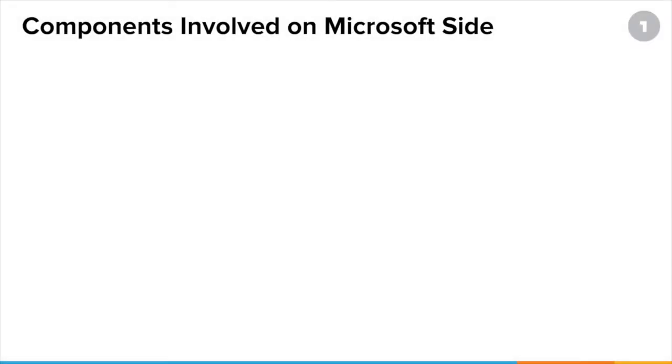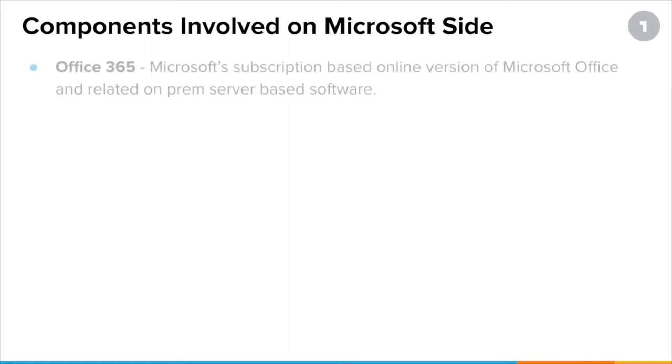First, we need to define all the components that might or might not be involved in your configuration. And we'll start with the Microsoft ones. Office 365 is, of course, the most important component. That is ultimately the application we are trying to get users to access, to get their email, access calendaring, collaboration tools, and all the other fun stuff that Office 365 provides.